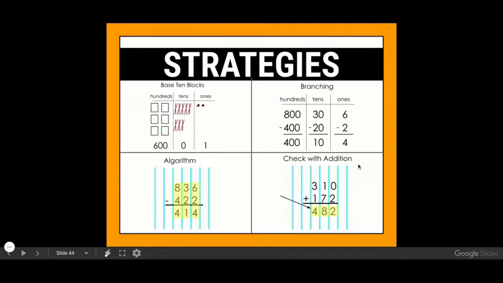The last thing that we learned was how to check our problem with addition. So we take our difference and we add that to our subtrahend, and if we get our minuend, then we know that we solved our subtraction problem correctly.